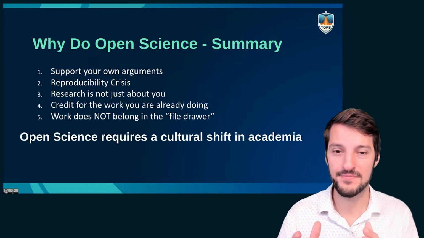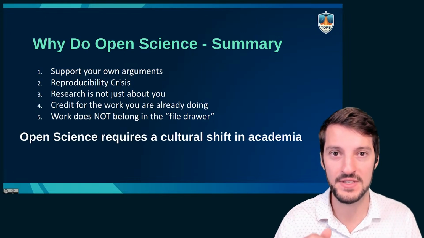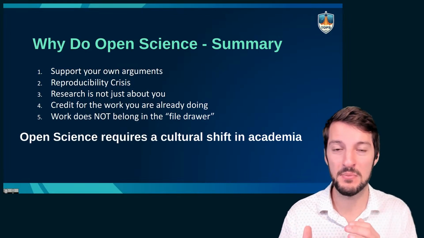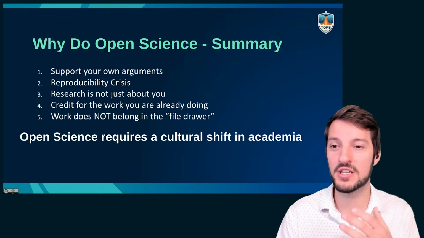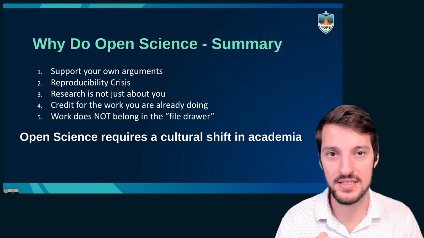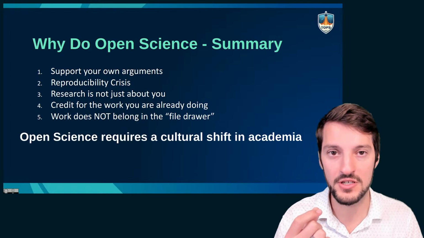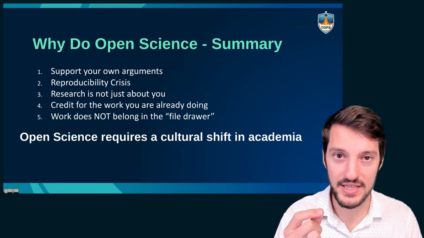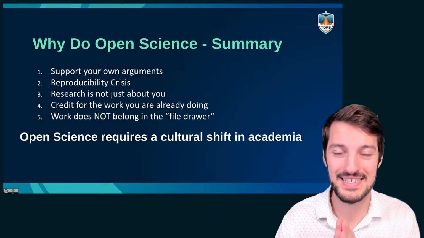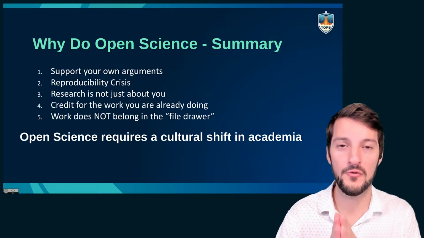And finally, I will say this: open science requires a cultural shift in academia. What this means is it's not just about learning a new tool or learning a new skill. We need to change the way that we think about things. And importantly, we need to change the way that others think about how research should be done. Once we have convinced enough people that this is important, I promise you, at some point, the money, the incentives will follow.